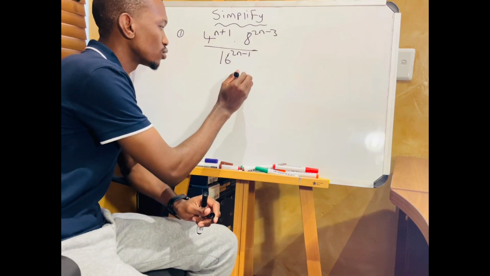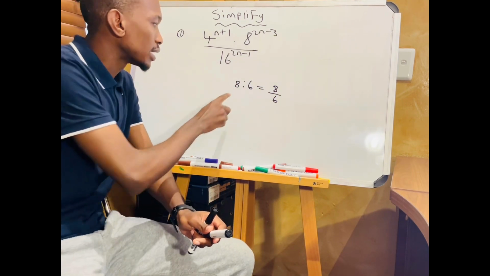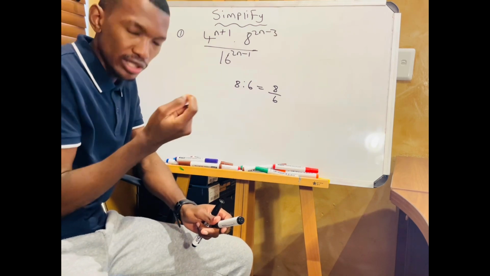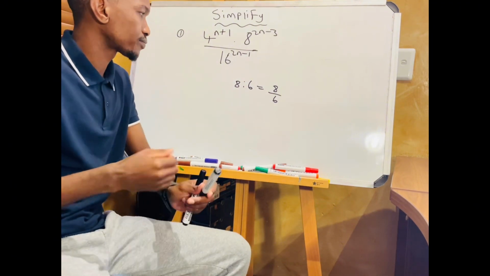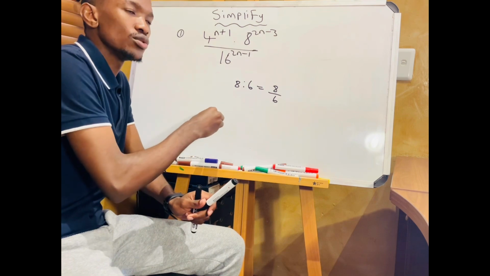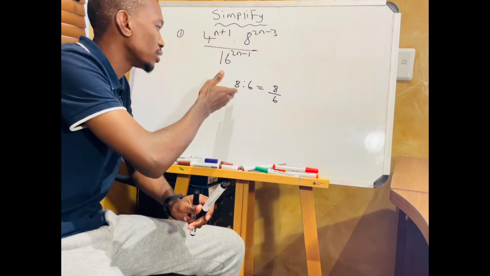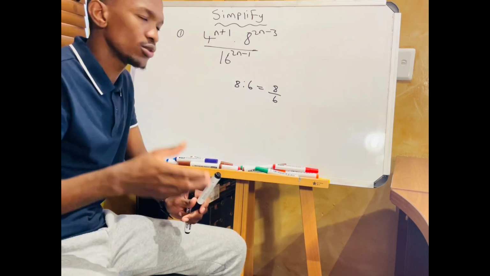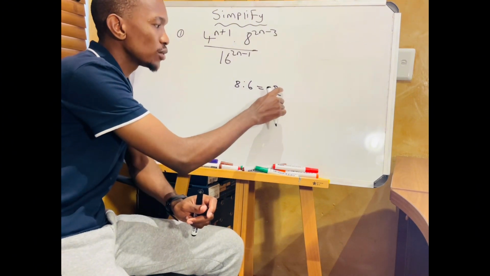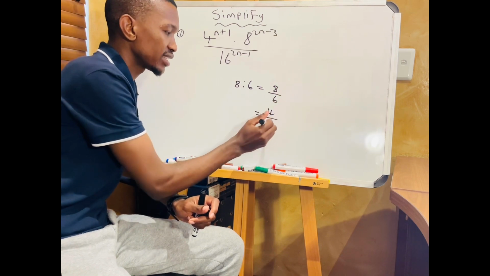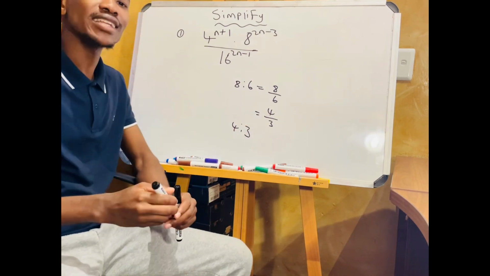If you have 8 is to 6, this is the same as 8 divided by 6, right? So they will say, write 8 is to 6 in the simplest ratio. To write this in the simplest ratio, we find the highest common factor and check the number that goes into 8 and 6. The highest common factor is 2. 2 goes into 8 four times and into 6 three times. So the simplest form is 4 is to 3.